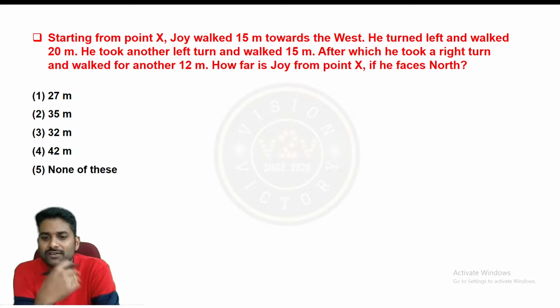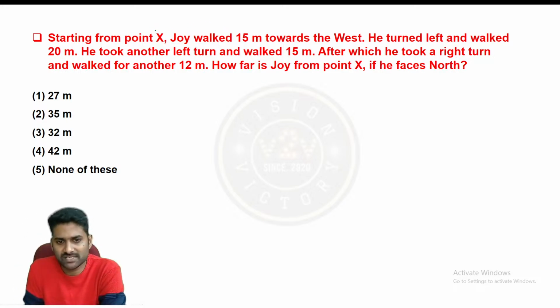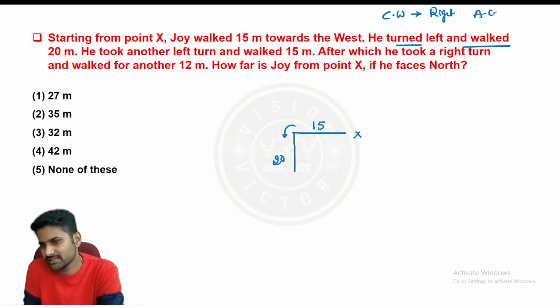Now here the question is related to distance and directions. See, starting from point X, Joy walked 15 meters towards west. Guys, from point X towards west, he covered 15 meters, then turned left and walked 20 meters. Turn left, anti-clockwise direction. Guys, irrespective of any facing, clockwise is right, anti-clockwise is left.